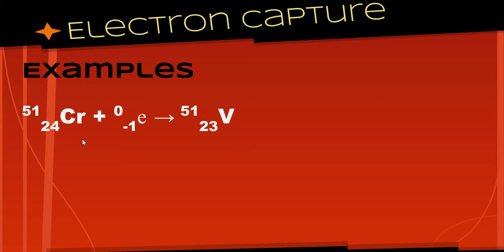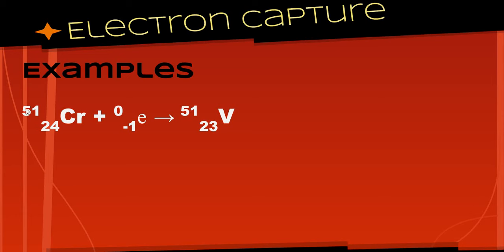So for this particular example, we're starting with chromium. We have 51 as our mass number, and 24 is our number of protons. So therefore, that means we had 27 neutrons. But what it's going to do is suck in one of its electrons, and one of those protons is going to change to a neutron. And so now we're going to have 23 neutrons. So now we're going to become vanadium.